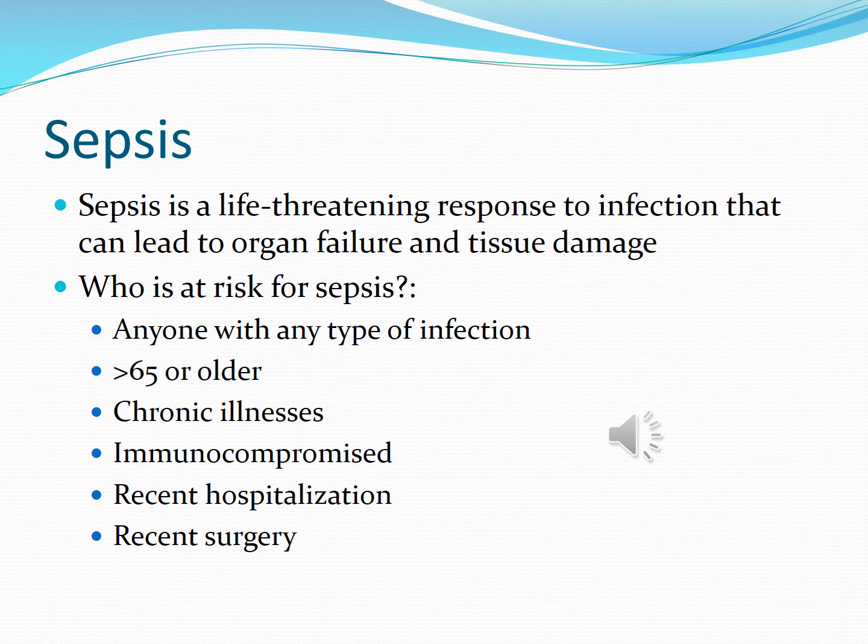Sepsis is a life-threatening response to an infection that can lead to organ failure and tissue damage. Who is at risk for sepsis? Anyone with any type of infection. People over the age of 65. Anyone who has a chronic illness. Any person who is immunocompromised. Anyone who was recently hospitalized or had a recent surgery.